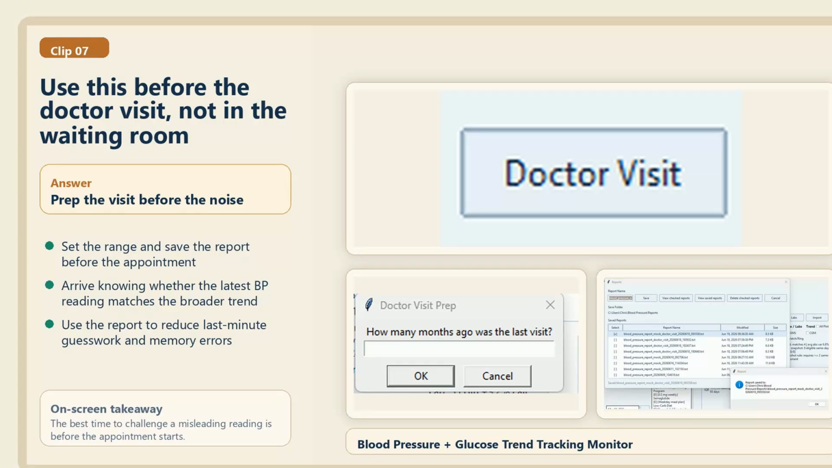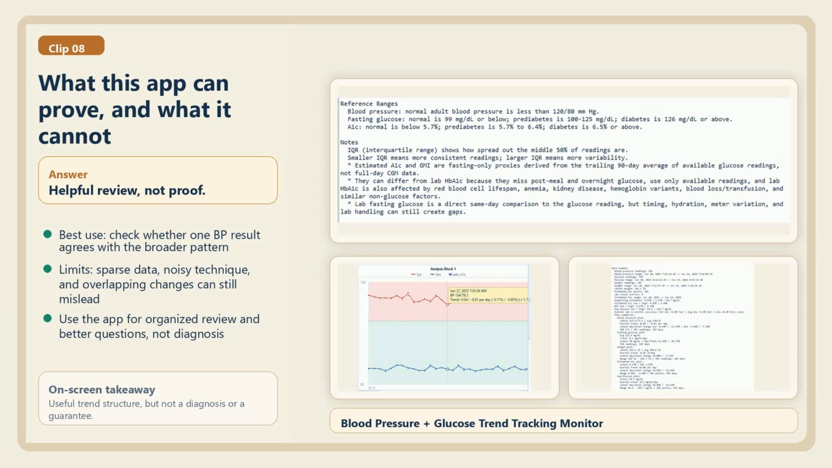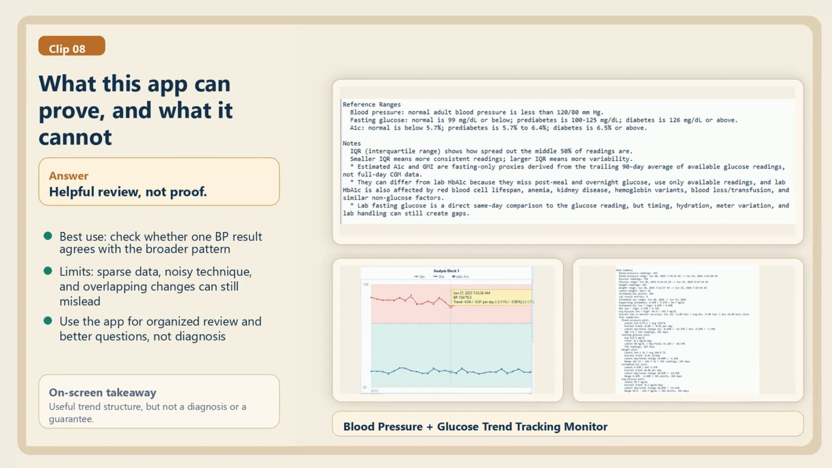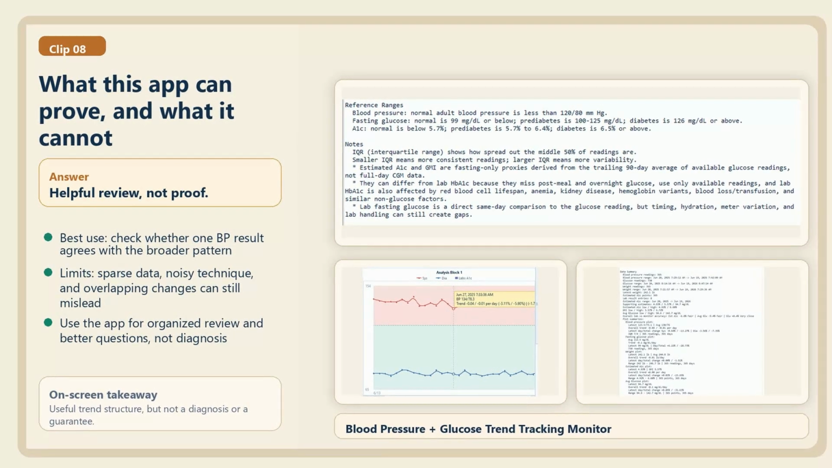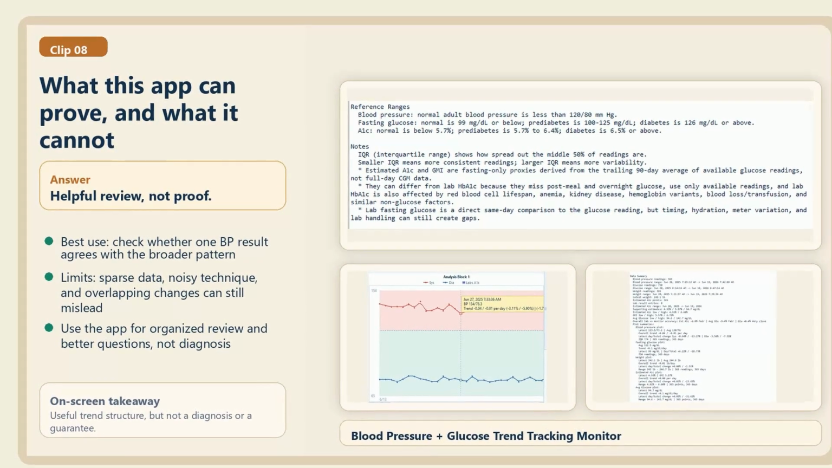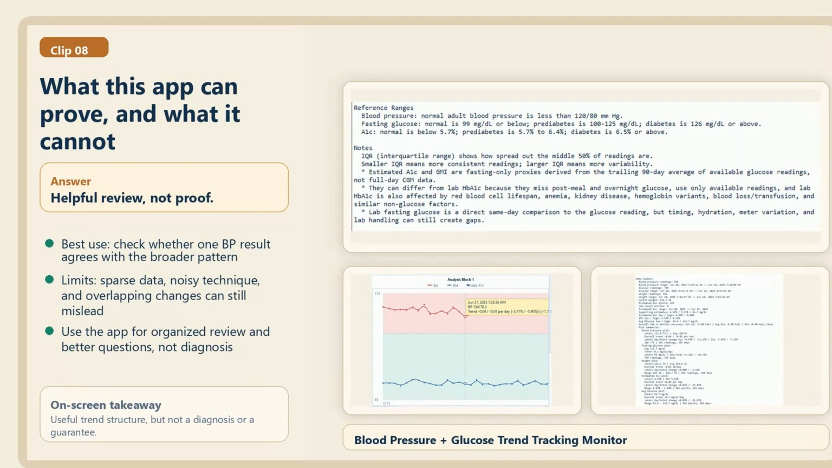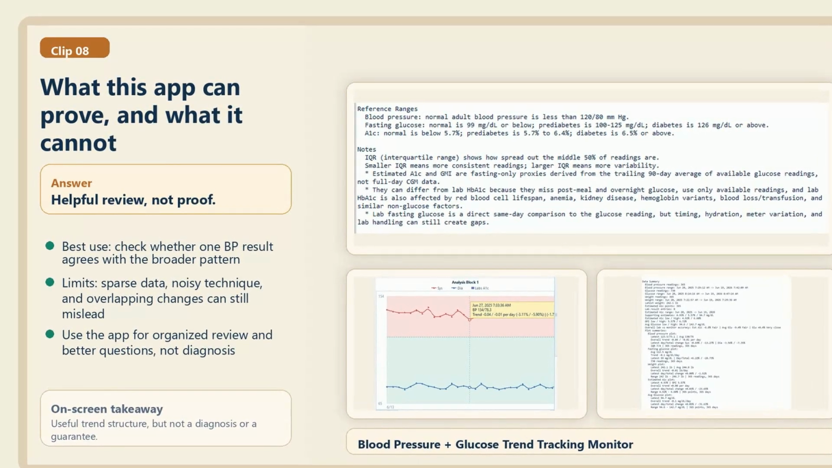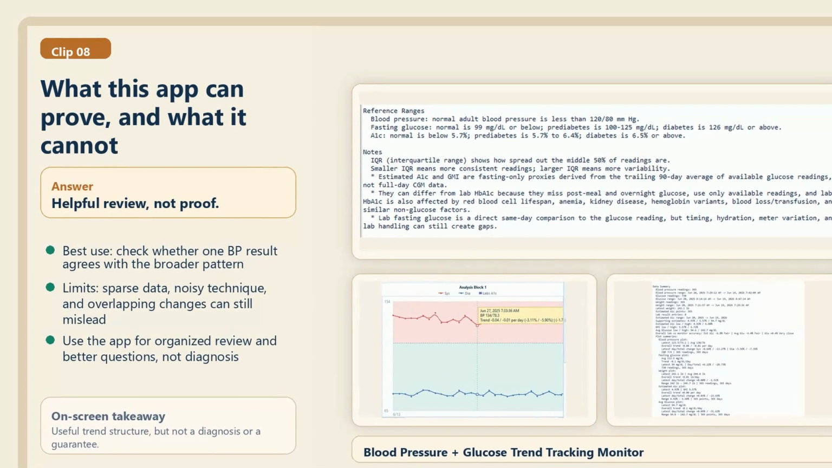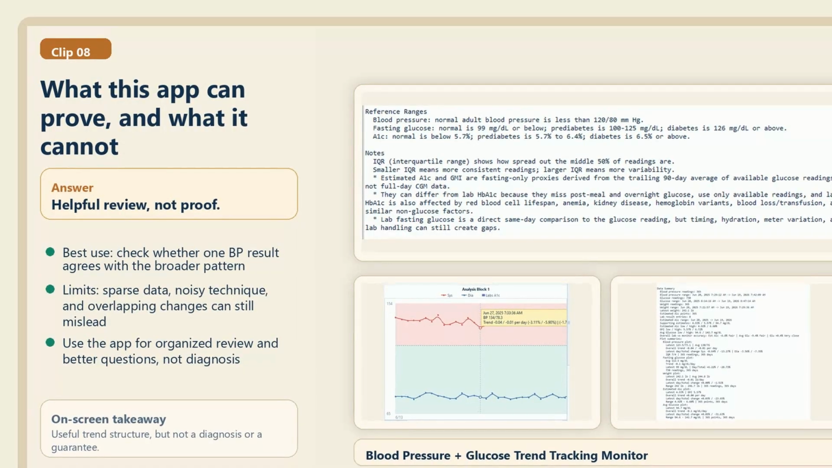What this app can prove, and what it cannot. The right conclusion is disciplined. This workflow can show whether a blood pressure reading fits the broader pattern, whether the trend is drifting, and whether the readings are tightly clustered or highly variable. It cannot diagnose hypertension, replace proper technique, or guarantee that one improvement caused the next block to improve. Sparse data, overlapping changes, and bad measurement timing can still blur the result. So the best use case is to use the app as a pattern-checking tool that helps you ask better questions and stop overreacting to one number.